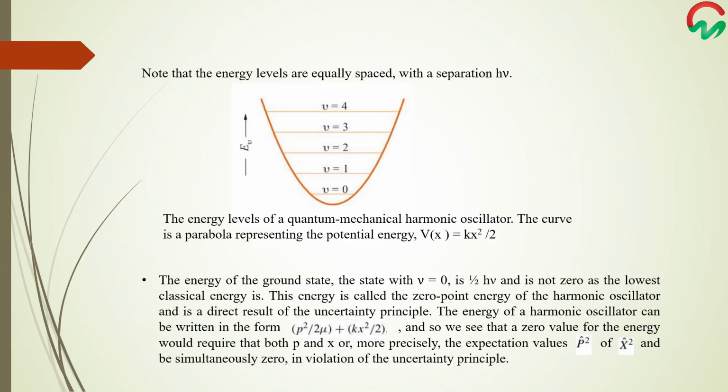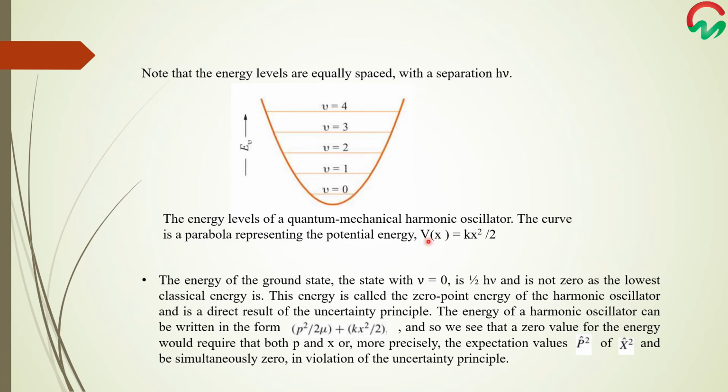Students, here the energy levels of a quantum mechanical harmonic oscillator are shown by a parabola representing the potential energy V(x) equals k x squared by 2. These energy levels are equally spaced with a separation of h nu. The energy of the ground state, where v is equal to 0, is 1/2 h nu and is not 0 as the lowest classical energy is. This energy is called the zero point energy of the harmonic oscillator and is a direct result of the uncertainty principle.